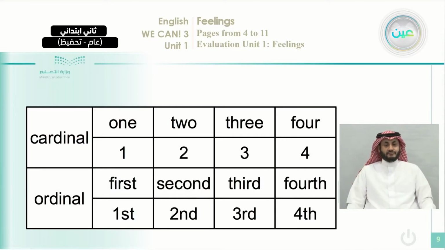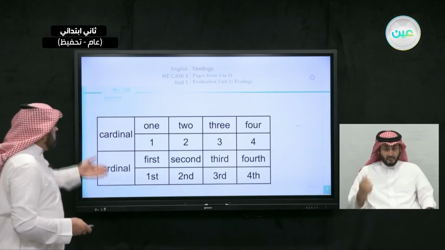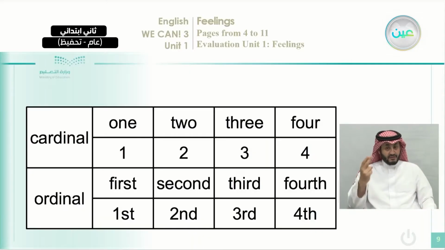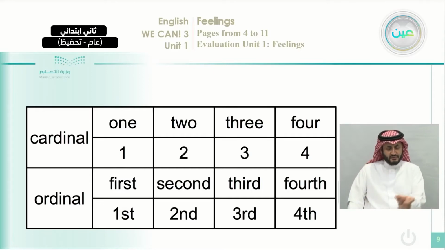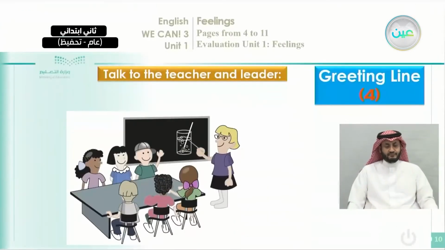This is the first. That means number 1. This is the second. That is number 2. This is the third. That means number 3. This is the fourth, number 4, and so on. So the cardinal numbers are 1, 2, 3, 4, and the ordinal numbers are first, second, third, and fourth.